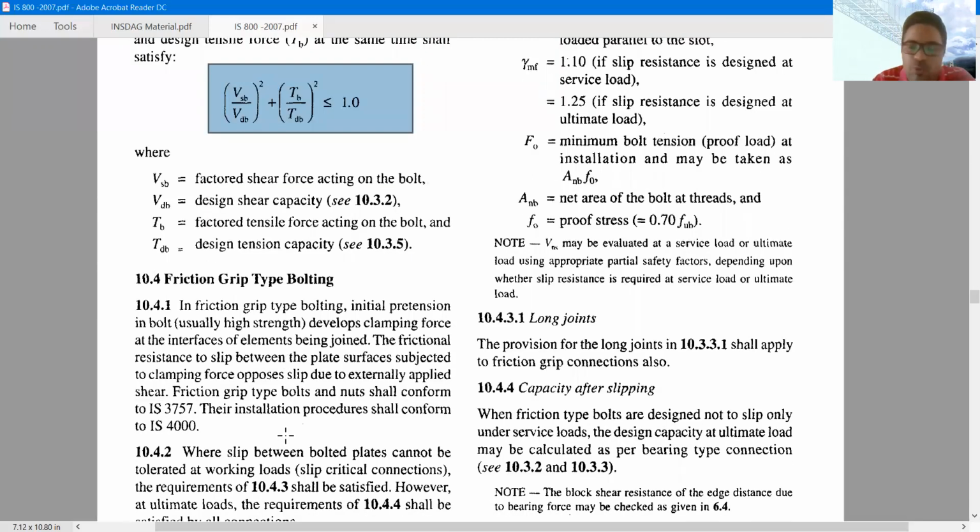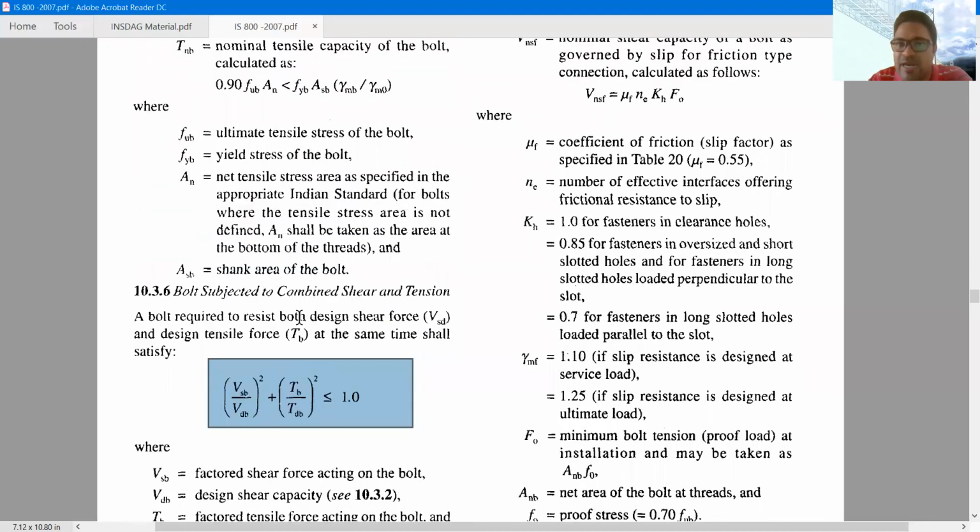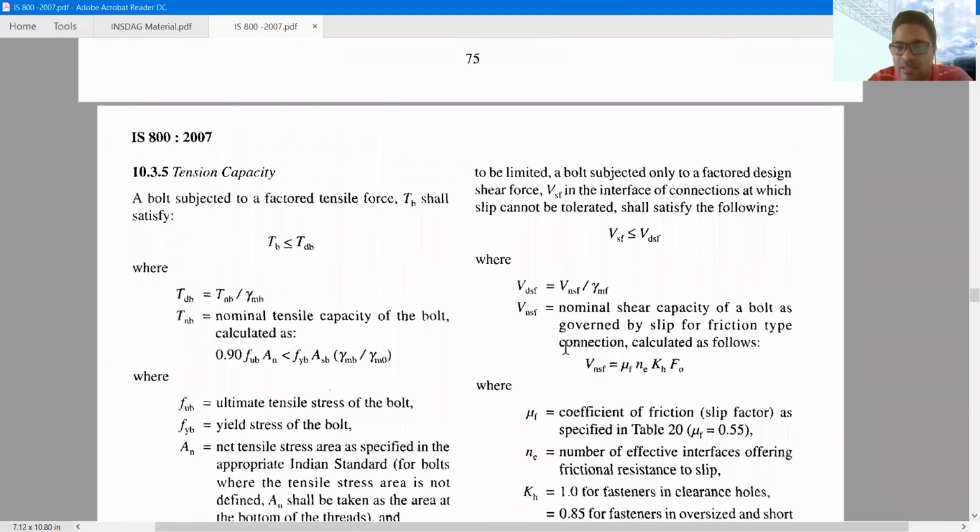Now for friction grip bolt, most of the formulas and most of the rules will be the same as we have seen in the bearing type. But in the friction grip bolting, as I mentioned earlier also, the load is transferred by generating the frictional resistance. That frictional resistance is given by this formula. This is the formula that we generally use to calculate the frictional resistance of the bolt.